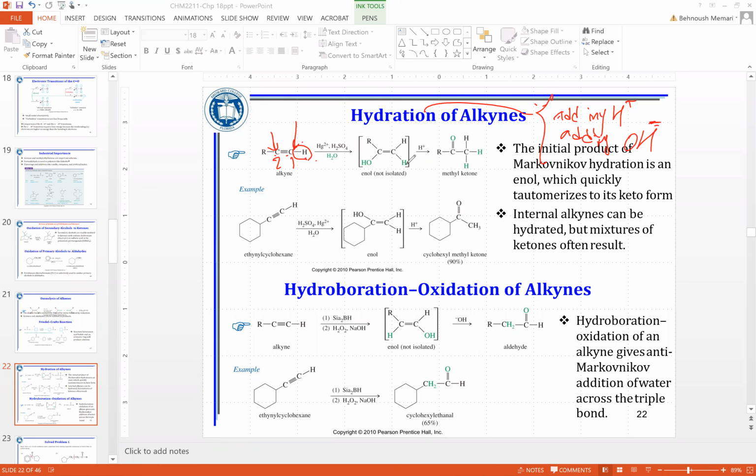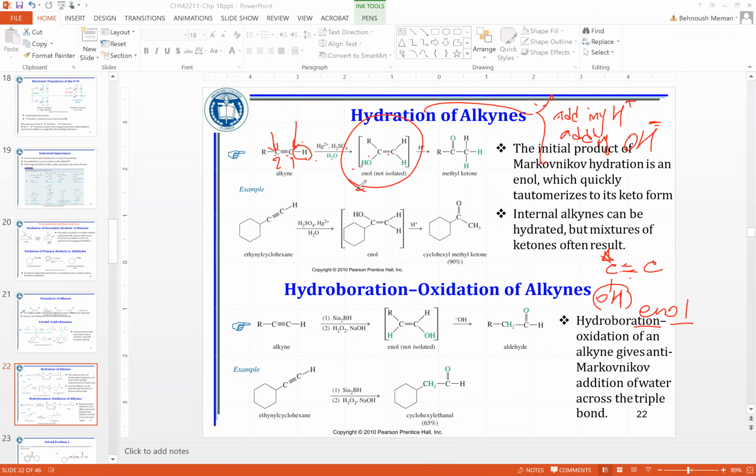So when hydrogen adds to carbon 1 and OH adds to carbon 2, you break only one of the 2 pi bonds. So now you end up with an enol. The group is called enol because this carbon has a carbon-carbon double bond, which is alkene, and the same carbon is also attached to OH. So it carries OH for alcohol and it carries the CC double bond for alkene. So we have enol as the functional group.